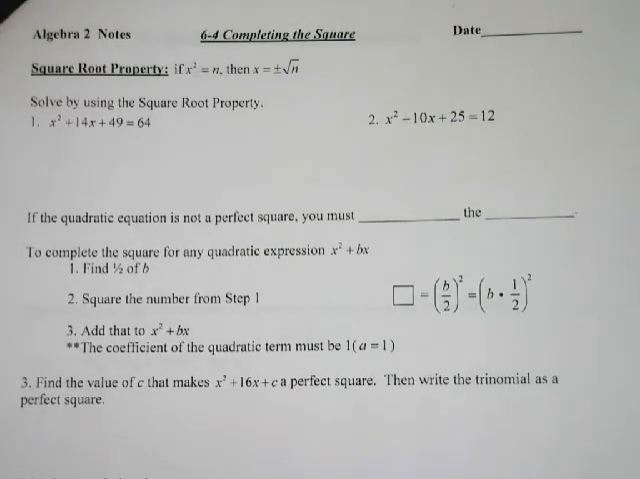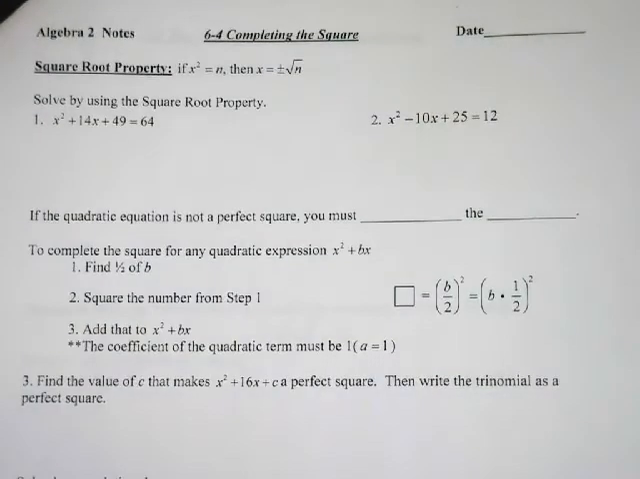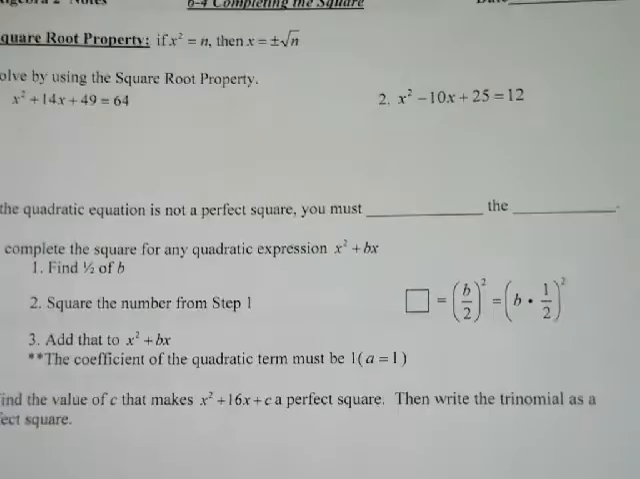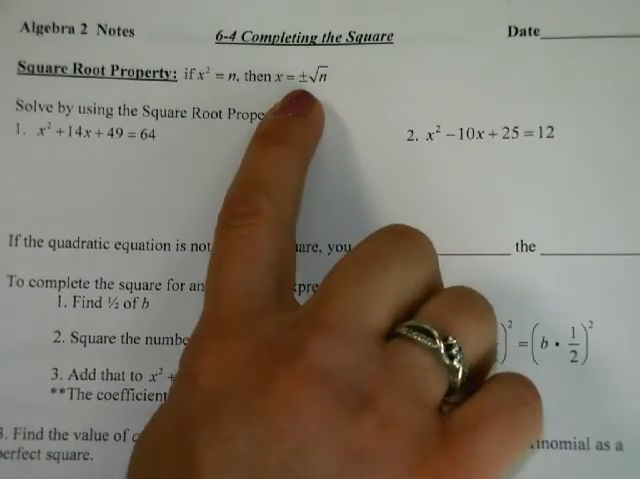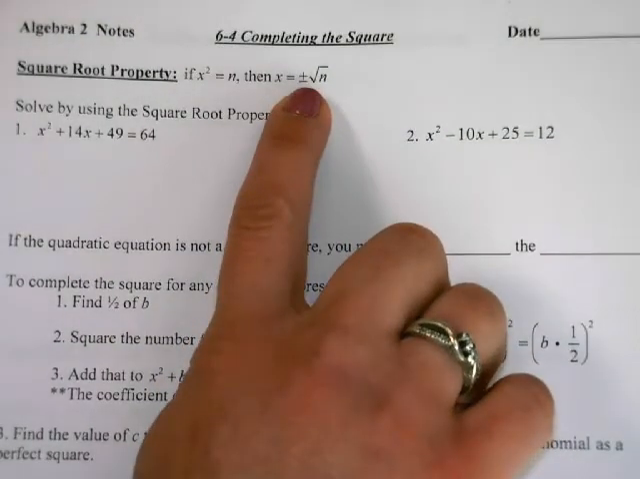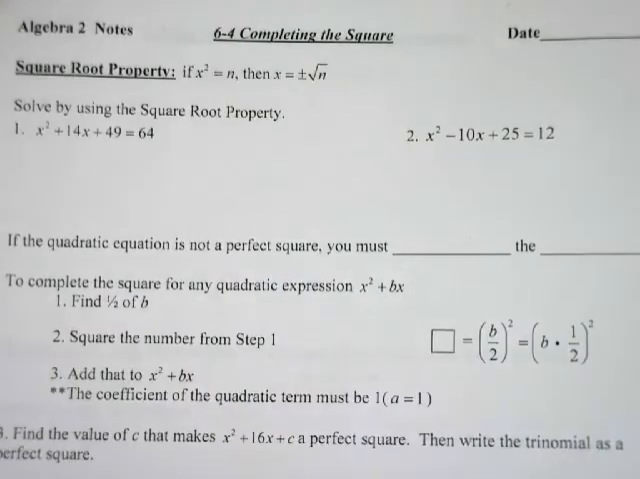Okay, so the square root property at the top says, if x squared is equal to n, then if I undo the square by taking the square root of both sides, remember, I'm the one taking the square root, so I automatically get the plus or the minus. So then it's plus or minus the square root of n.